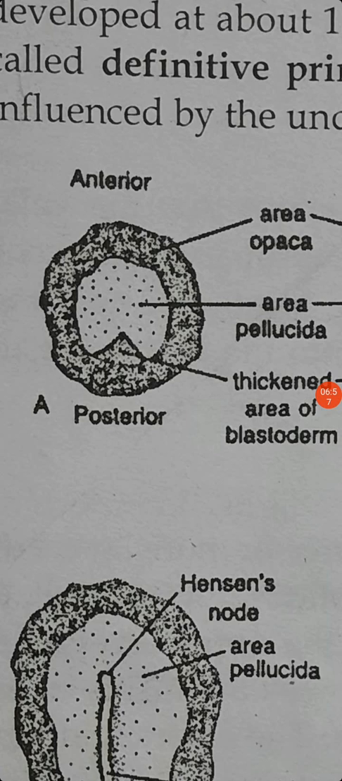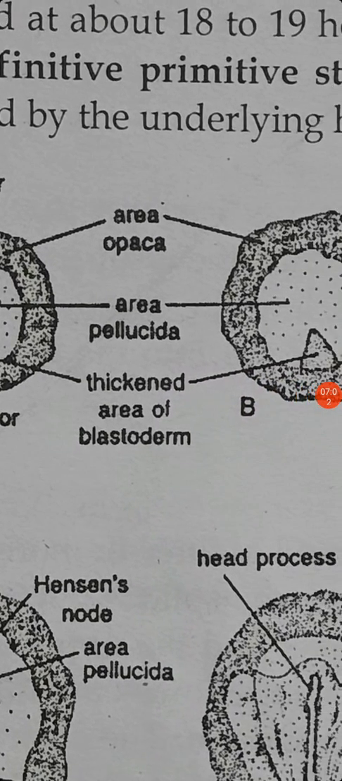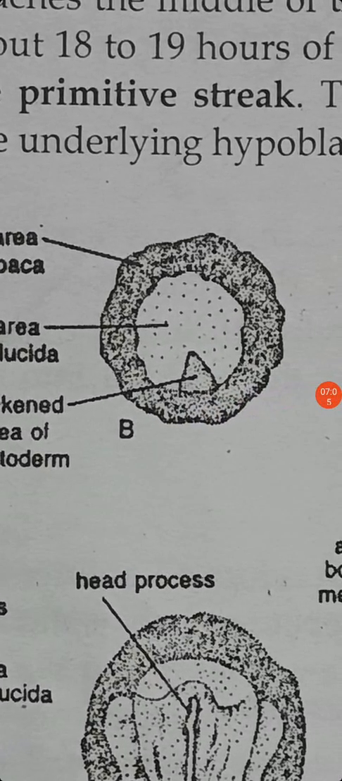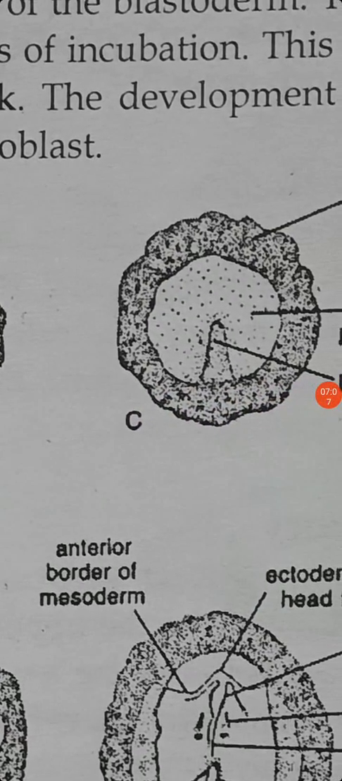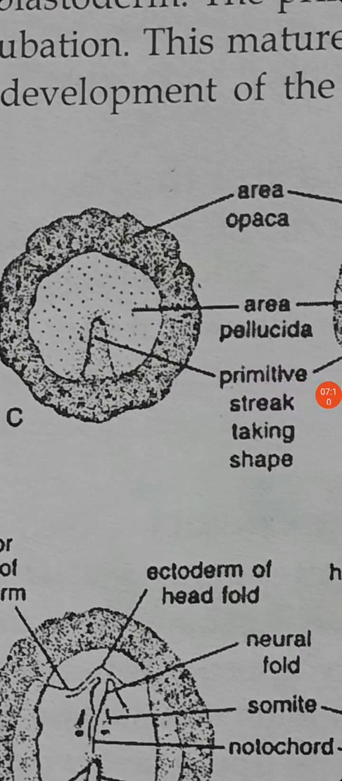In the early stage, the primitive streak is broad and short and is called the short primitive streak. See, this grows, then here you get another growth, and on the posterior side the primitive streak takes shape. So this is the short primitive streak. It gradually extends forwards and reaches the middle of the blastoderm. Then the primitive streak is well developed at about 18 to 19 hours.